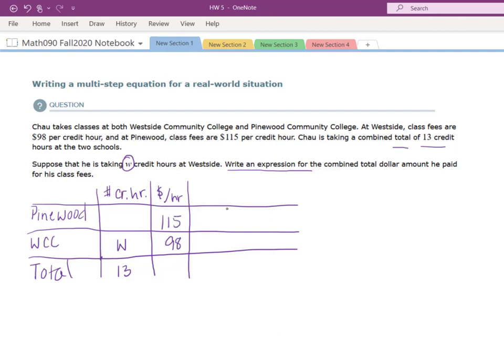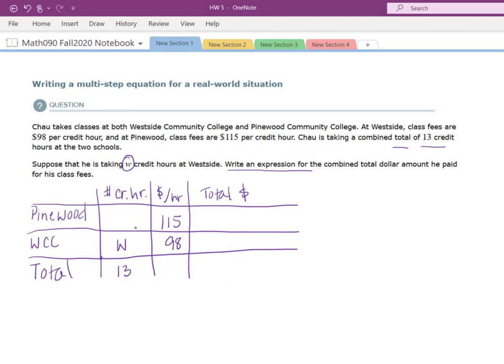So then this last column would be the overall dollar amount. So this little box right here should be how much overall he is paying to Pinewood, like what's his tuition to Pinewood, and then what's his tuition to Westside. So this would be total dollars that he's paying, but just at each school, for each row.